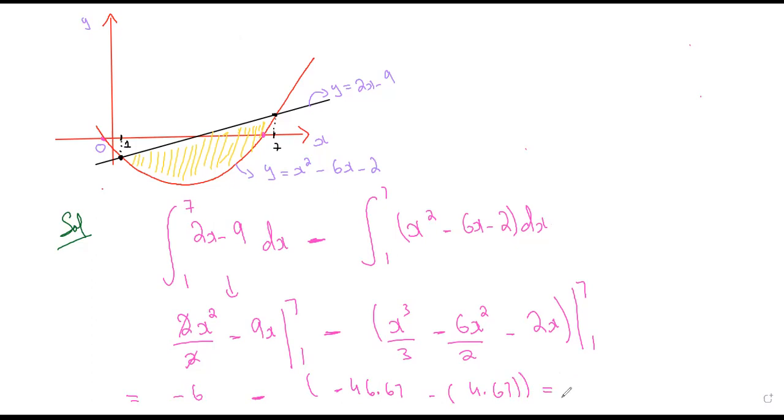Okay, so it would become negative minus 46.67 plus 3 minus 40. Okay, that's minus 6 minus 42, and the final answer is going to be 36 units squared. Okay, now listen to me, please.